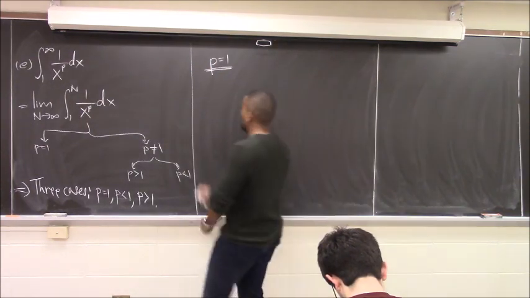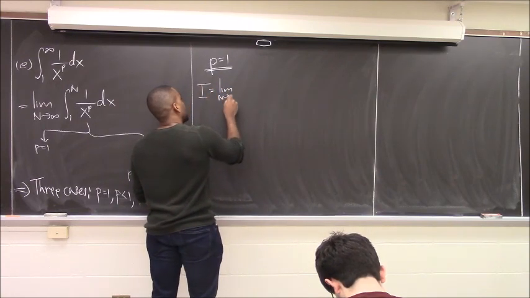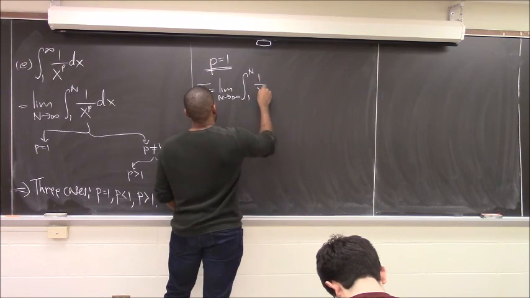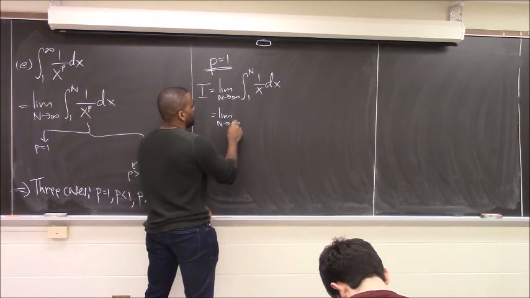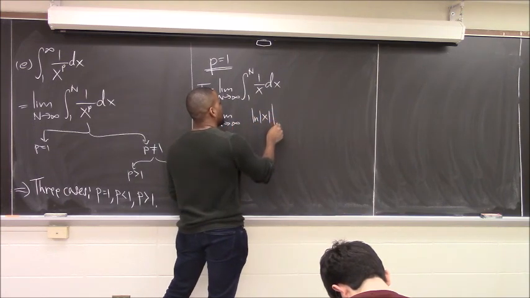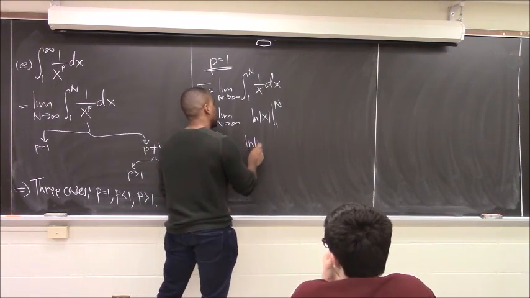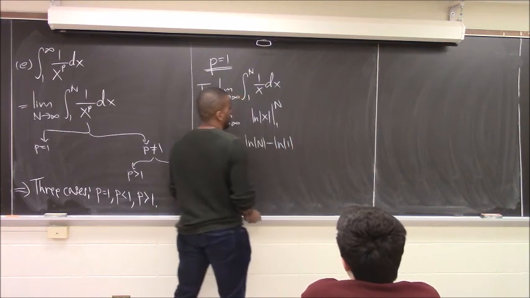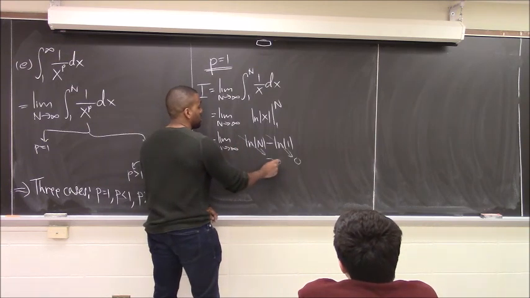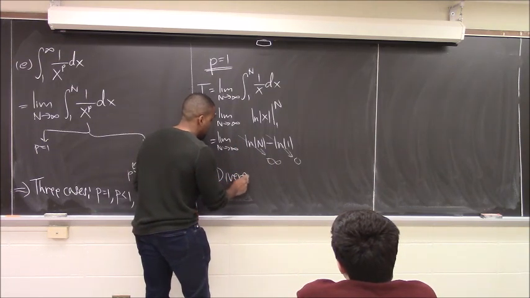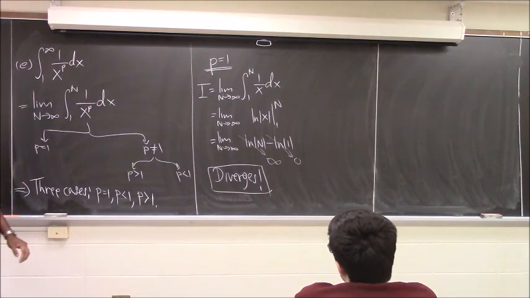In the event p is 1, I just have that my integral is the limit as n approaches infinity of the integral from 1 to n of 1 over x. Well, the integral of 1 over x is ln of the absolute value of x. Apply the fundamental theorem of calculus. Log of 1 is 0. And as n approaches infinity, ln approaches infinity. So this diverges. So the p equals 1 case doesn't work out.